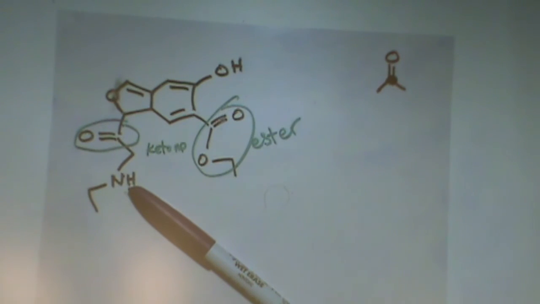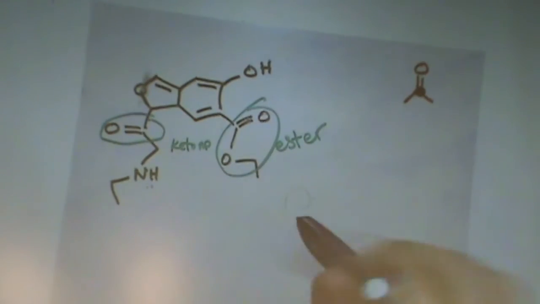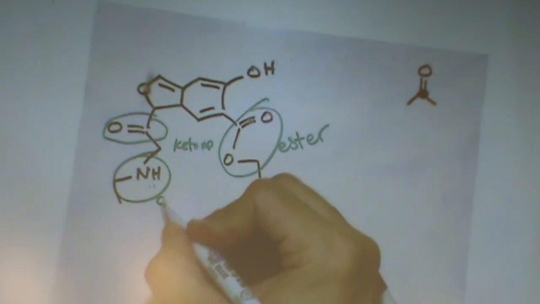So a nitrogen not touching a carbonyl is called what? An amine. Yeah, like ammonia, for example. So that is an amine.